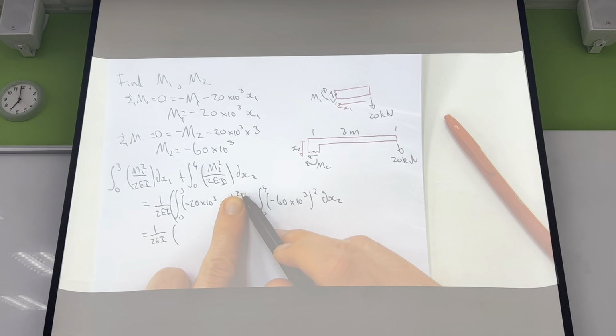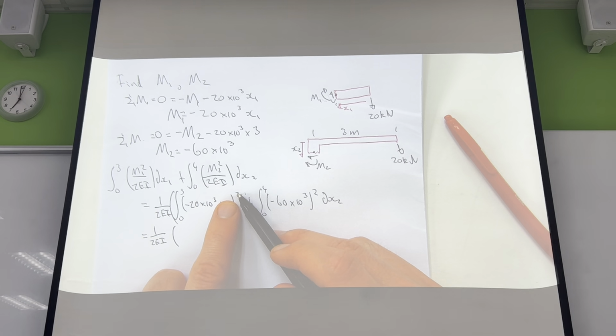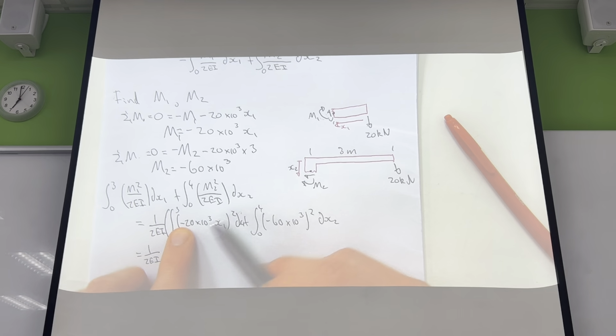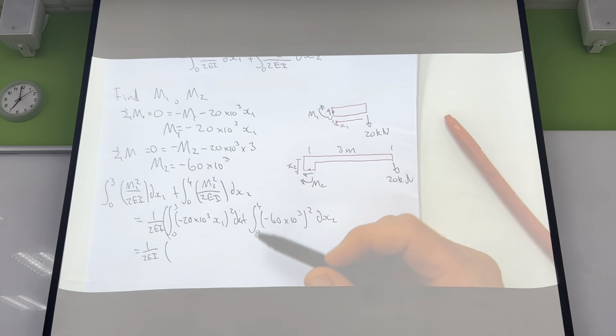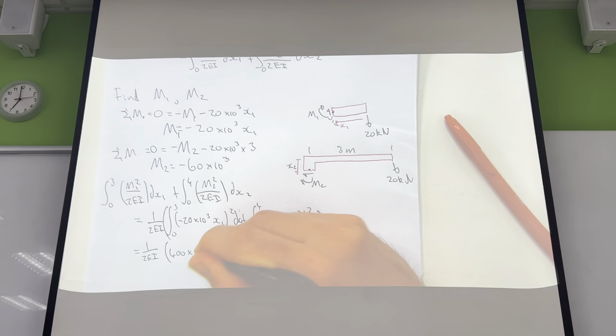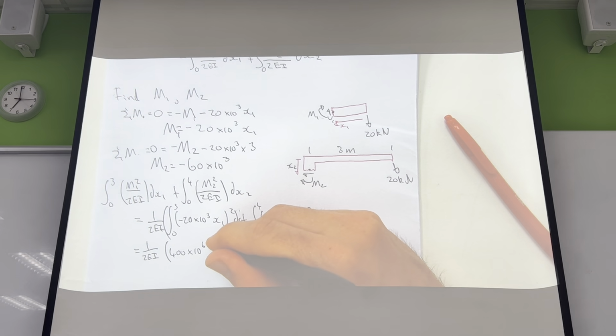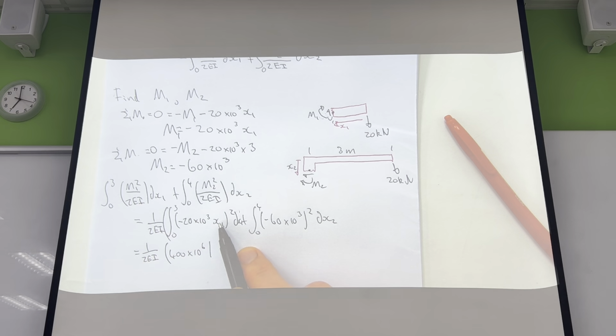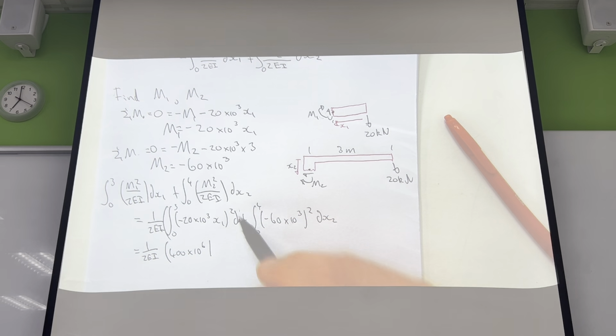So if I'm going to do the square first, I'll do the square. So 20 squared is 400, or negative 20 squared is 400 also. So 400 times 10 to the power of 6. And then I have x1, so to integrate that, we raise the power and we divide by that.